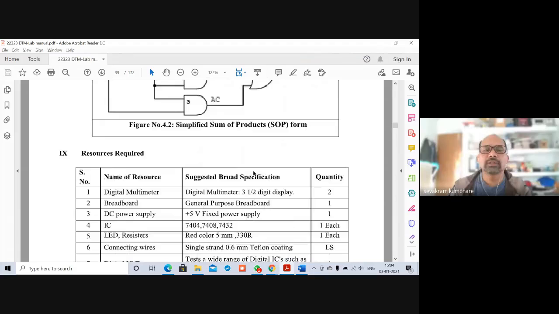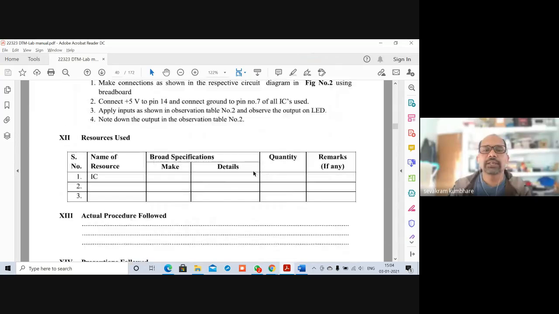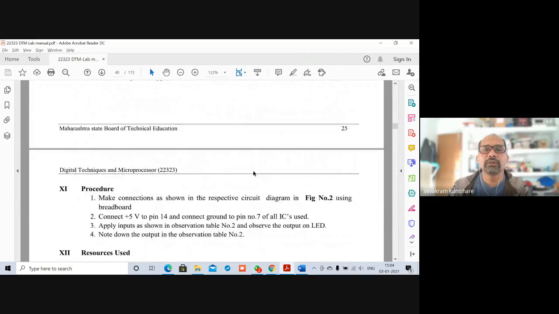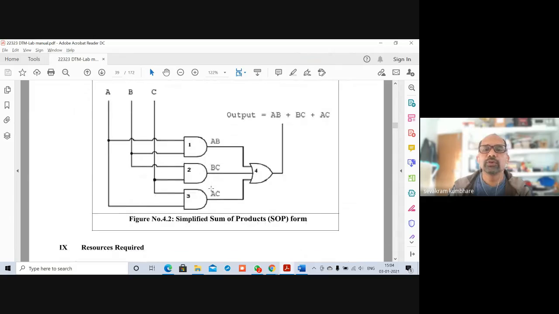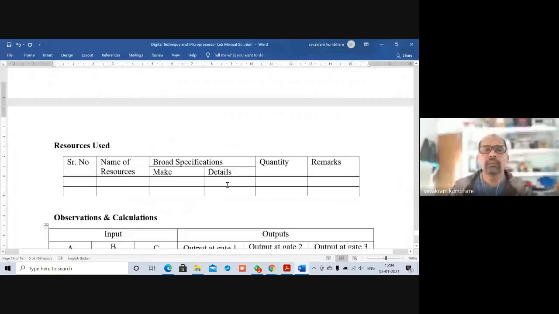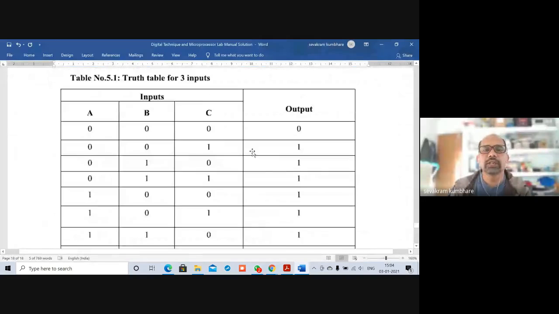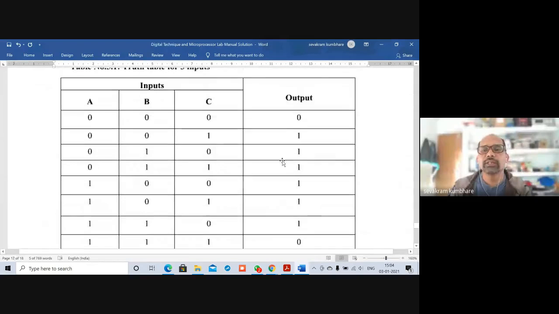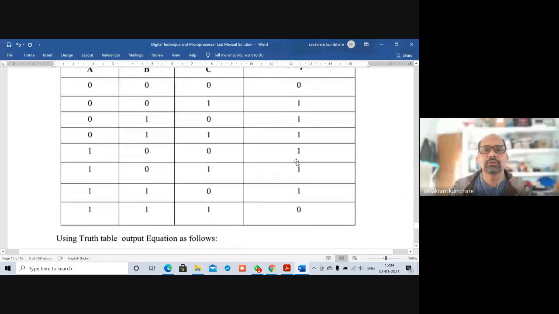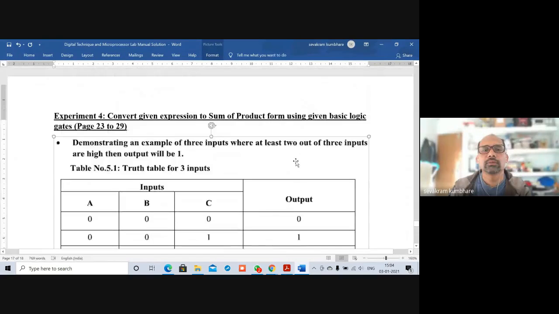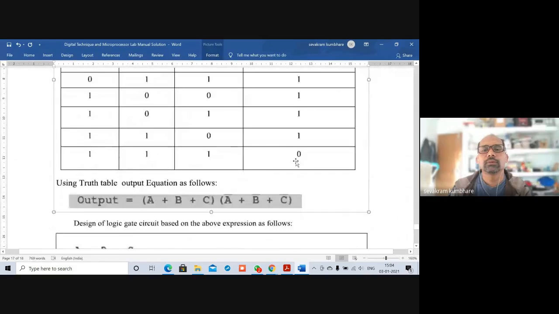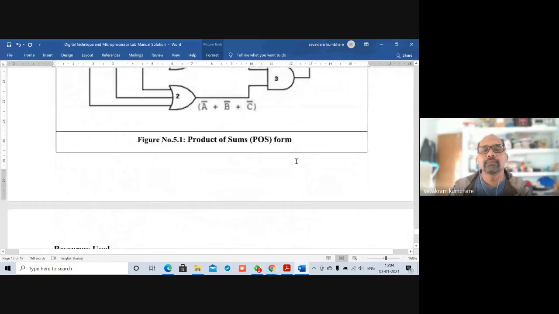So that's what we have to verify, whether this simplified SOP is going to give us the expected output or not, means the truth table, whatever truth table we have mentioned. Whether we are going to get this truth table or not.